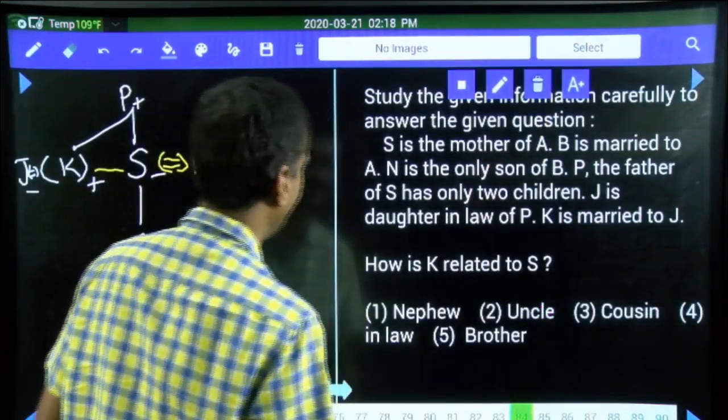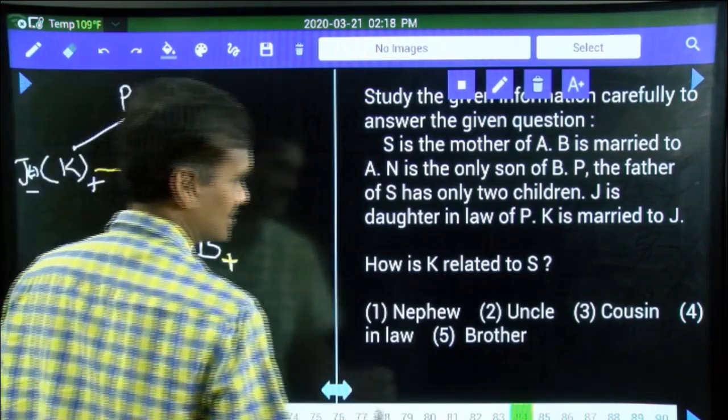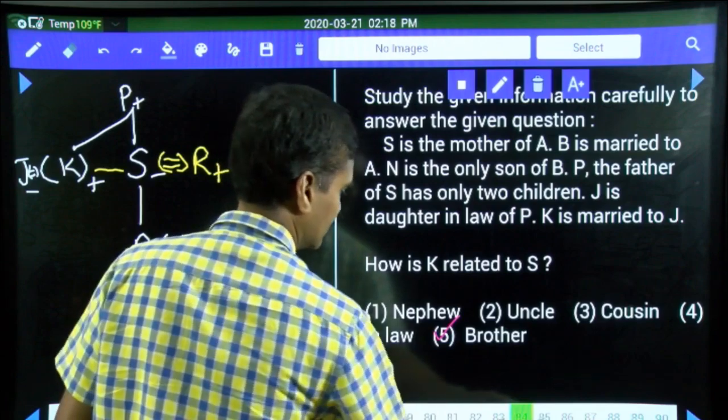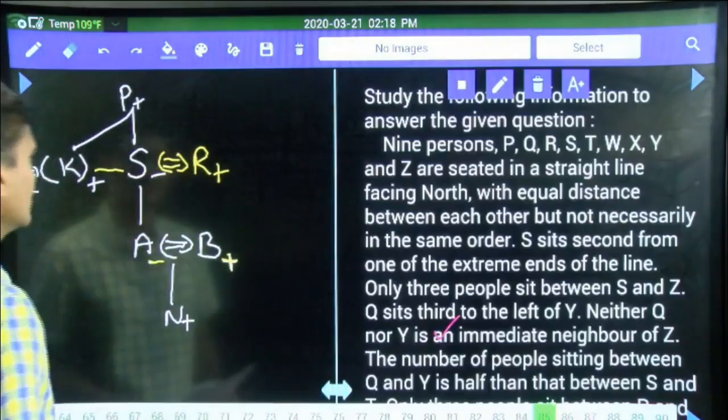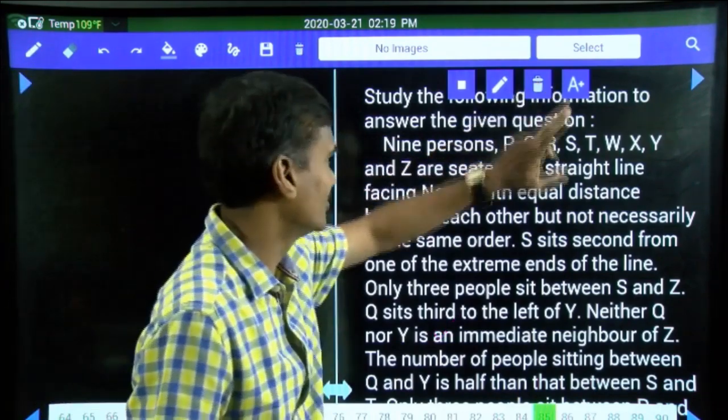Then 84, how is K related to S? S's brother is K. Brother, that is choice 5. So 84 is choice 5. Now this is about question numbers 82 to 84. Which category does it come under? Blood relations.